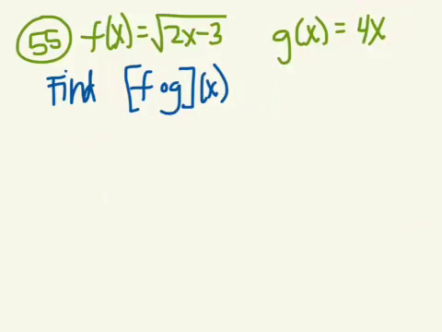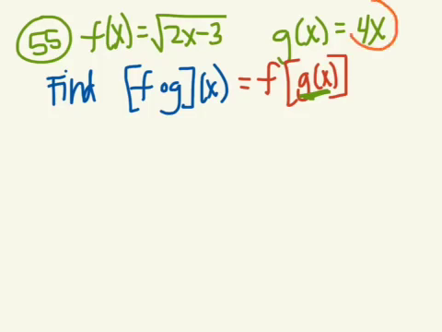Okay, so for number 55, you have to find f of g of x. And again, just like the last one, you can write this as f of g of x, like that. Now for this one, since we don't have a number that x is supposed to be, what we're going to do is take the entire g function, so all of that, and it's going to replace g of x inside those brackets. So it's going to look like f of 4x.